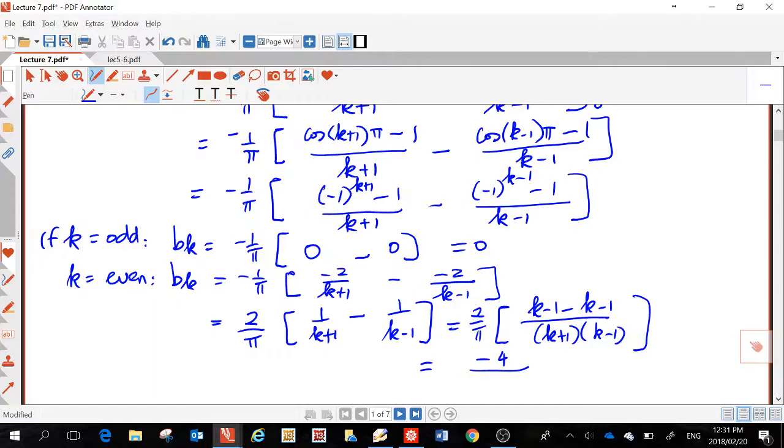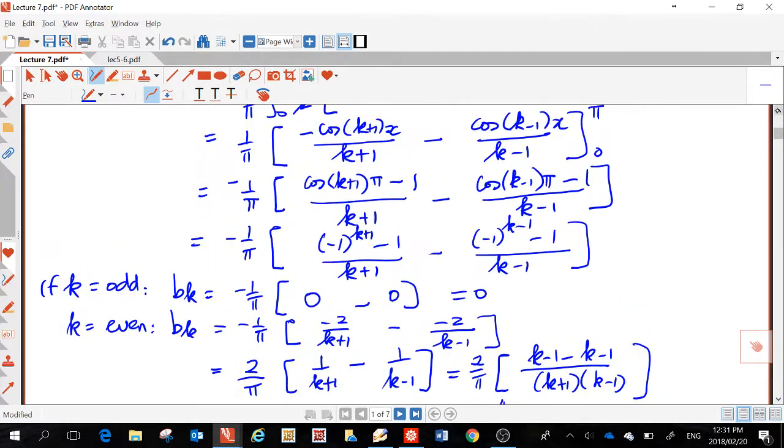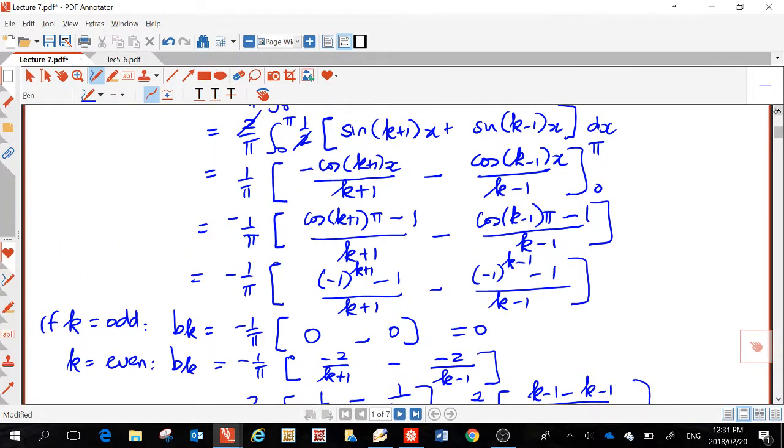Is the sign right here? Did I make a mistake with the sign somewhere? Yes, okay, that makes a difference. So here, that's positive, so this becomes positive. We just change those signs there, guys.